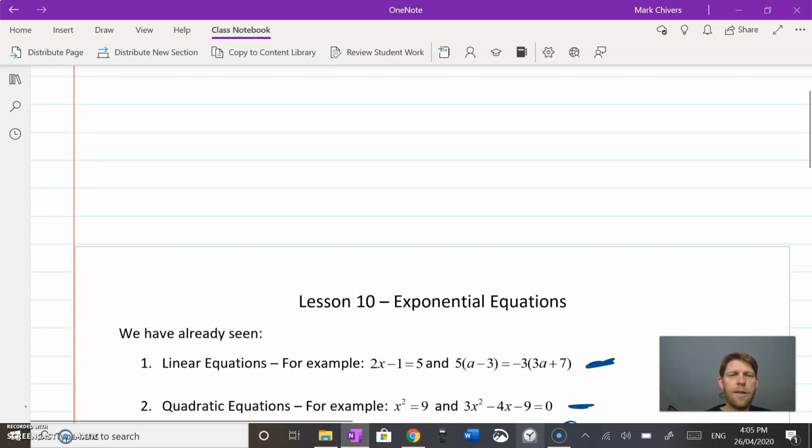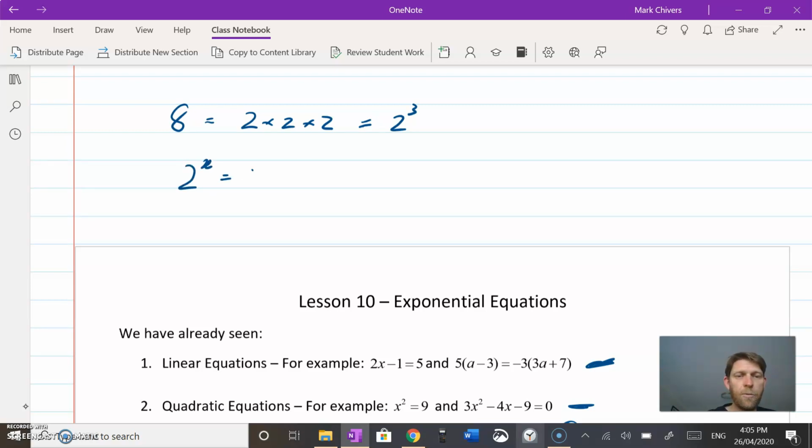If we think about it, let's think about the number 8. How can we write the number 8? Well, we can write the number 8 as 2 times 2 times 2, because 2 times 2 is 4, times 2 again is 8, which we can also write as 2 to the power of 3. So in other words, if we had said 2 to the power of x equals 8, well, the only possible answer to that is 3. 2 to the power of 3 is 8.